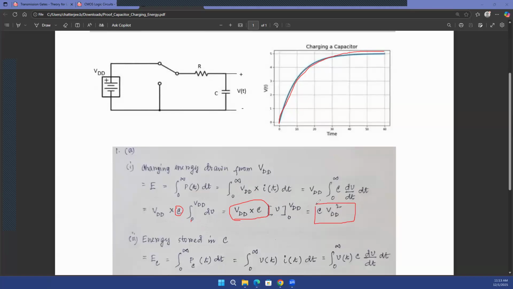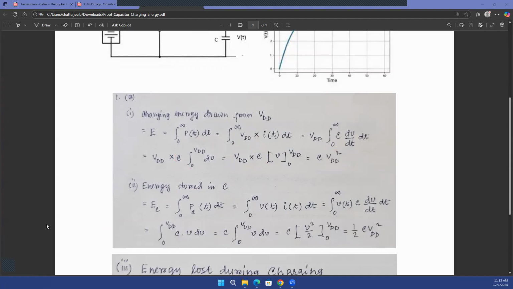CV squared amount of charge, or CV squared amount of energy, is what you are drawing from VDD while charging the capacitor. Now, what is the energy that gets stored in the capacitor? Again, something that you have studied in high school. The energy stored in the cap is equal to the power in the cap times dt, integrated.